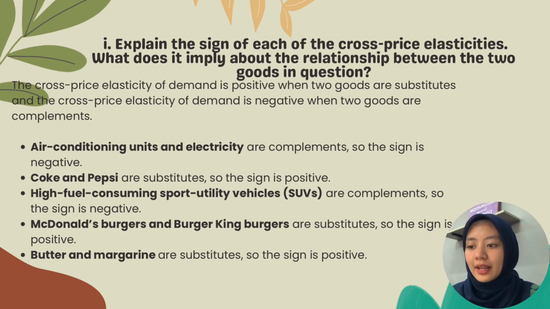So air conditioning units and electricity are complements, so the sign is negative. Coke and Pepsi are substitutes, so the sign is positive. High fuel consuming sport utility vehicle are complements, so the sign is negative. Then McDonald's burger and Burger King burger are substitutes, so the sign is positive. Butter and margarine are also substitutes, so the sign is positive.